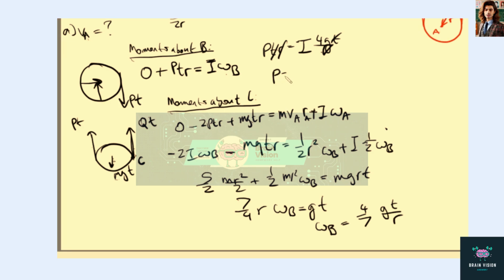And now we have P is equal to 4/7 Ig over, actually we're not going to cross that off, we're just going to have this Ig over R squared. This is equal to 4/7 times mg, since I is equal to 1/2 mr squared. So now we have 4/7 mg, which is 4/7 times 6 times 9.8. So we get a force of 33.6 newtons.